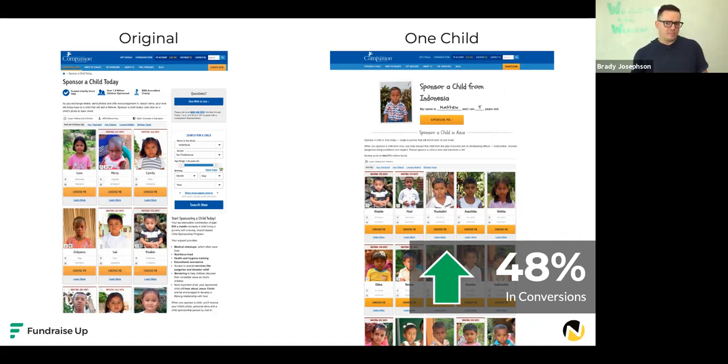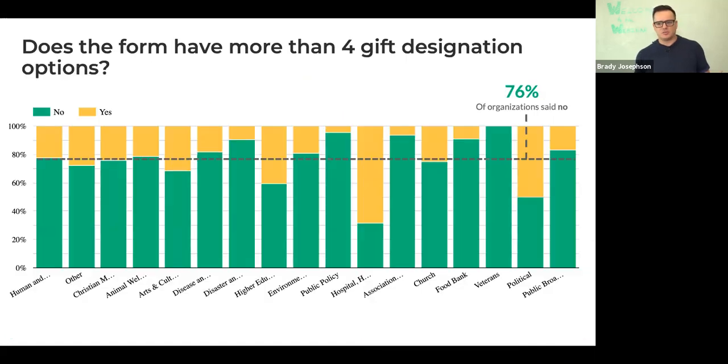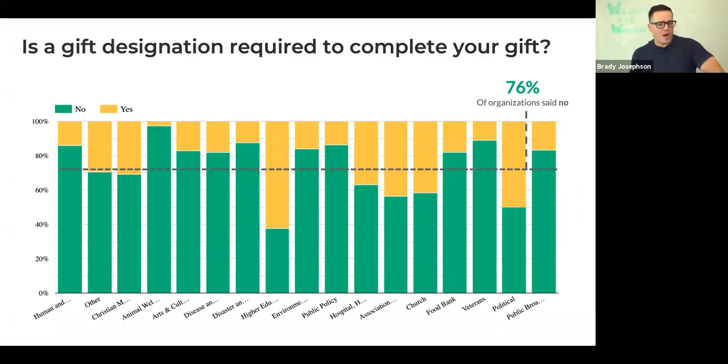So one way that a lot of organizations run into this decision friction, having too many options, is gift designation. We asked, do you have more than 4 different gift designations? And 76% of organizations said no. Unsurprisingly, hospitals, higher ed, these larger organizations that often have sister or partner foundations often had more gift designations. And then we also asked, is a gift designation required? And it's the same thing, 76% said no.